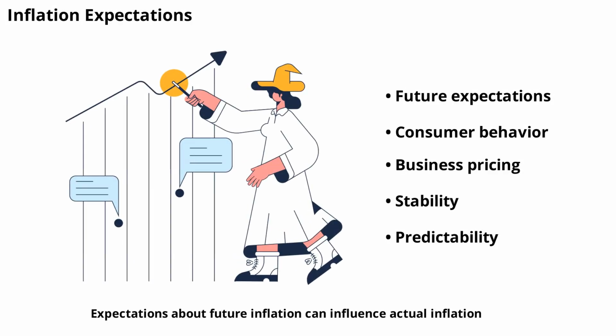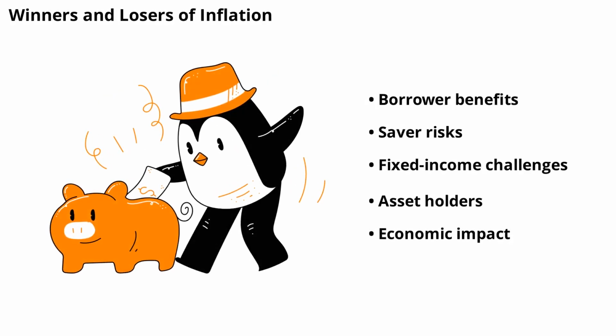Expectations about future inflation can influence actual inflation. If people expect prices to rise, they may spend more now, which can drive prices up. Businesses may also raise prices in anticipation. Managing expectations is a key part of keeping inflation stable and predictable. Inflation doesn't affect everyone equally.